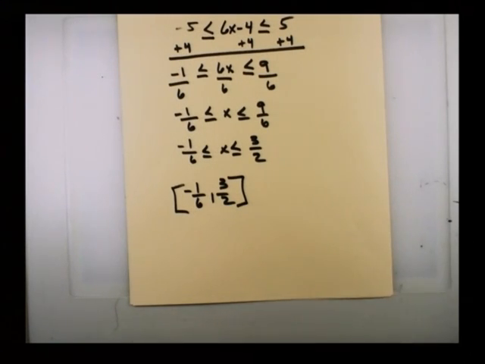Just on your own very quickly, brackets and parentheses. Okay, since you guys said so, yep, brackets because it's equal. Brackets because it's equal. There is the interval notation of our solution.